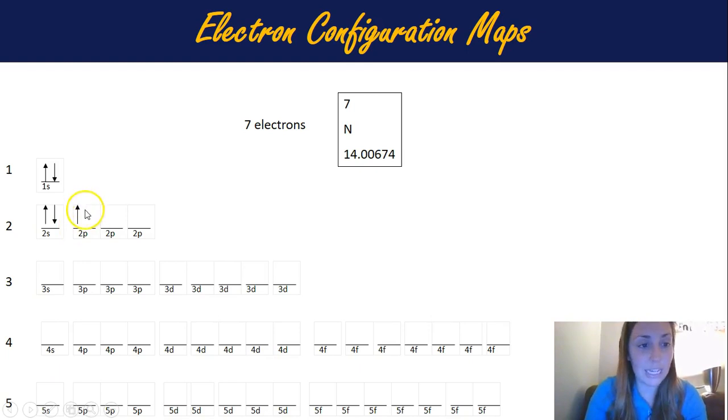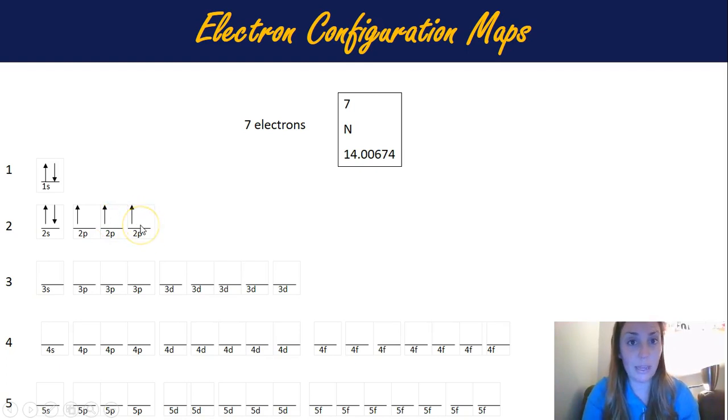I can either put it here in the same orbital as 2p or give it its own area in its own 2p. And according to Hund's rule, I have to put electrons in each orbital by themselves before they fill up. Think about electrons as being kind of jerks. They don't like to share their space unless they have to. So this electron, the 6th electron, goes right here in 2p in its own orbital. And so does the 7th electron right here in 2p in its own orbital.